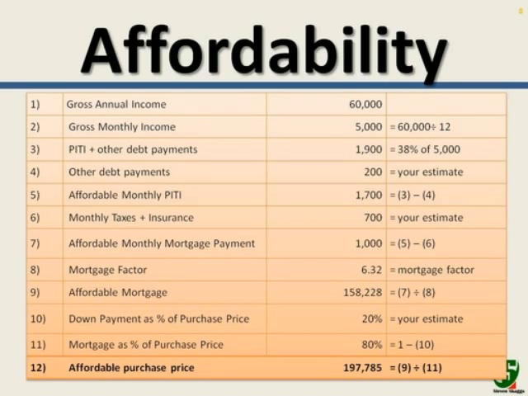This chart shows that someone with a $60,000 gross annual income would qualify for a home that was just under $200,000 if they paid a 20% down payment. Of course, lenders have the ability to make their own decisions, so it is possible that someone with a $60,000 gross annual income would qualify for a smaller or a larger mortgage.